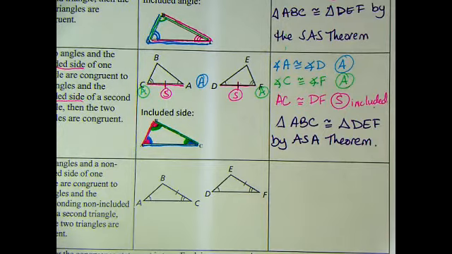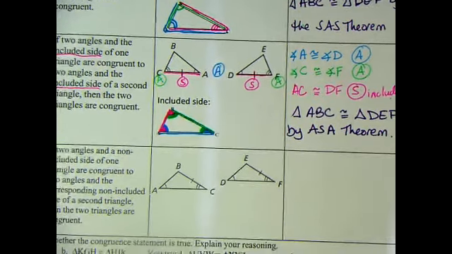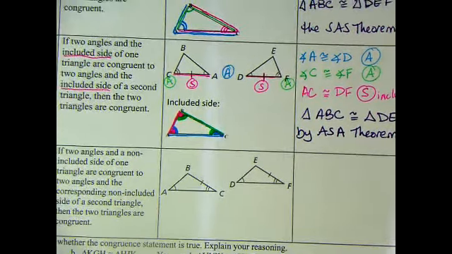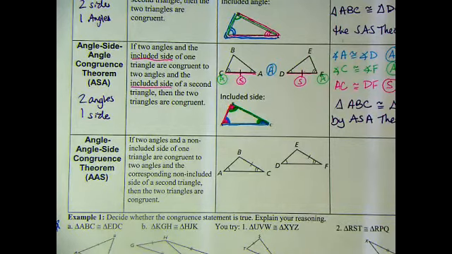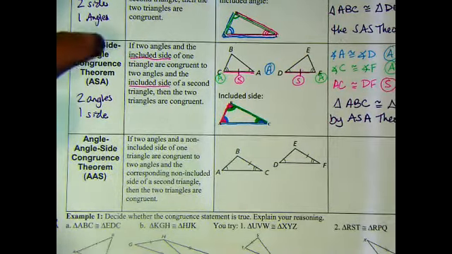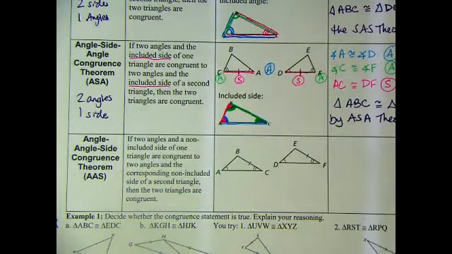And then we have our last theorem, ladies and gentlemen. Our last theorem is very similar to the angle side angle, except for where the side ends up being. So angle side angle, ASA, the side must be included. But let's say your side is not included. Let's say you have two angles and a side, but it's not the included side. Do not worry, my friends, because there is a theorem for that.